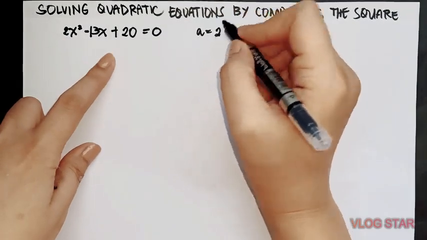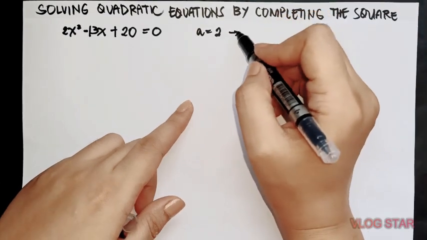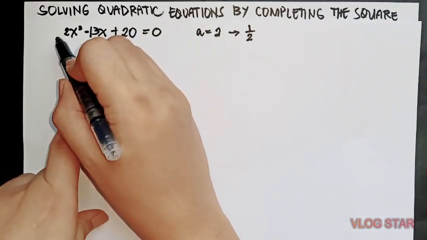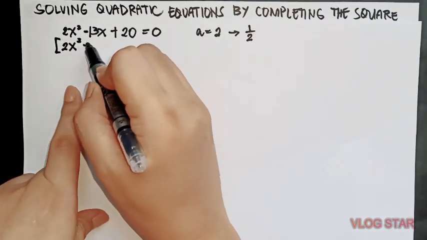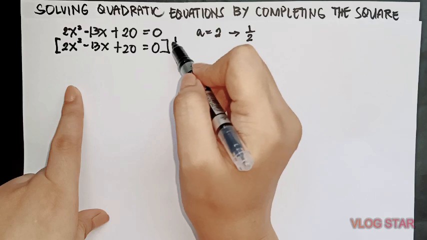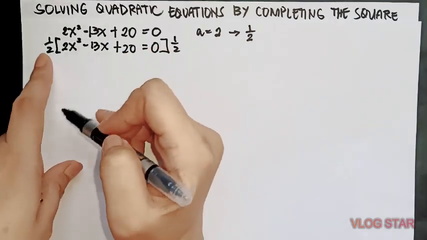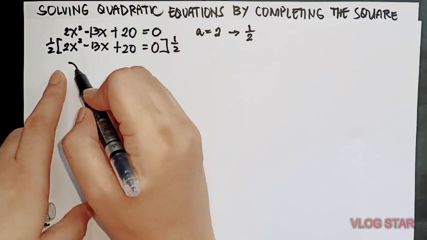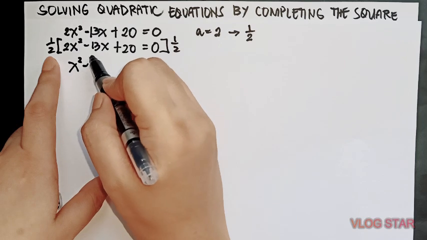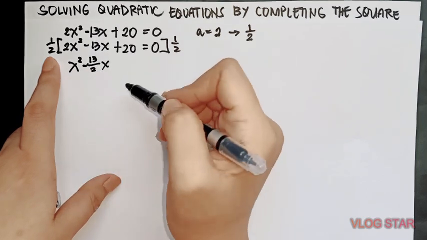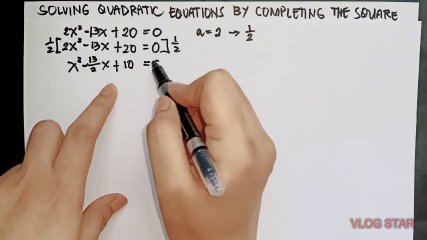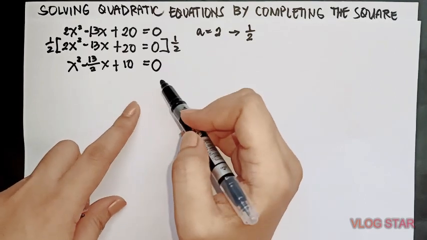So let's take a and get its reciprocal. The reciprocal of a is 1/2. Therefore, we're going to multiply the whole equation by the reciprocal of a, which is 1/2. So 1/2 times 2x squared is x squared. Negative 13x times 1/2 is negative 13 halves x. And 1/2 times 20 is 10, equals 0, because anything multiplied by 0 is 0.